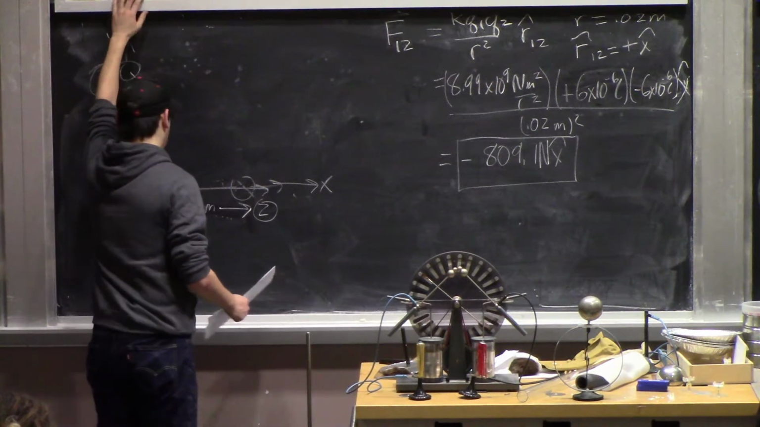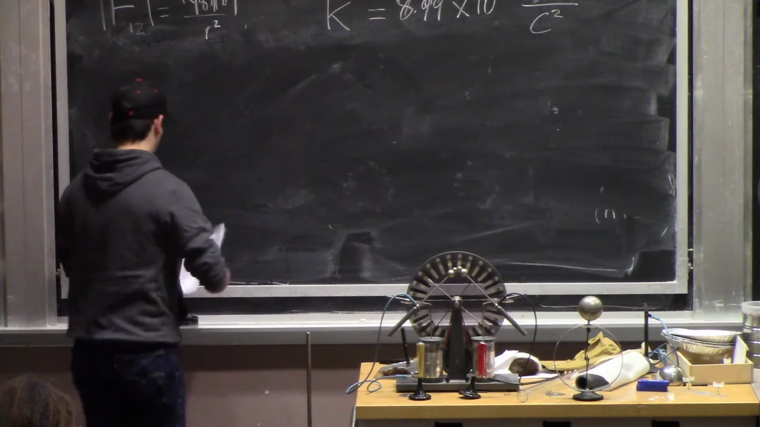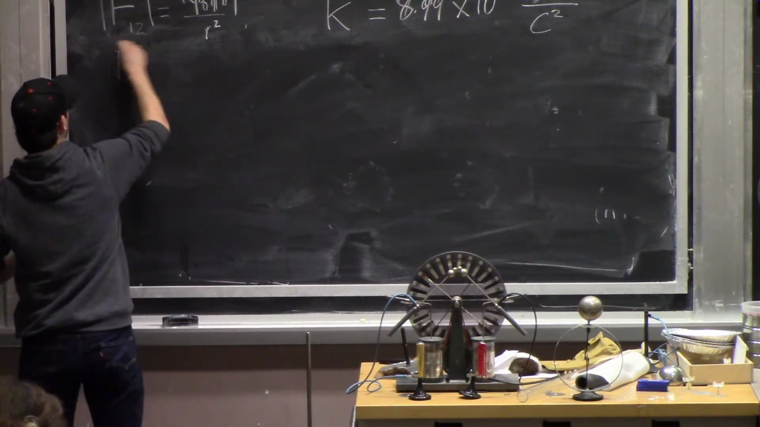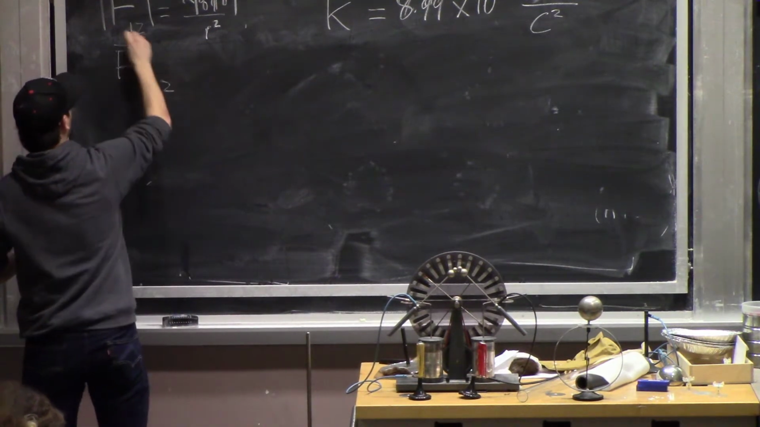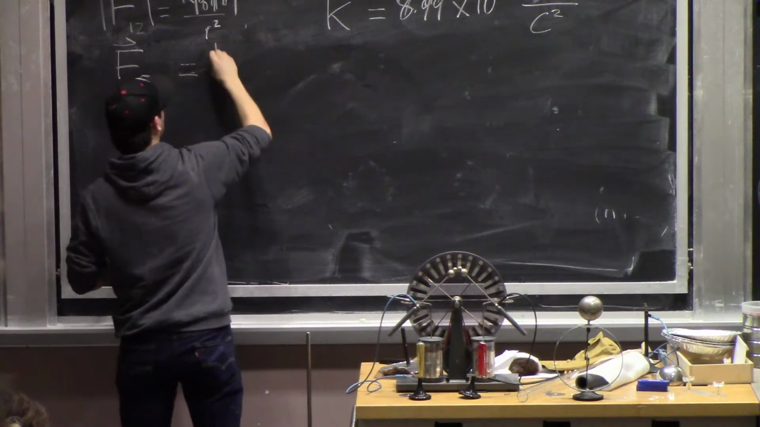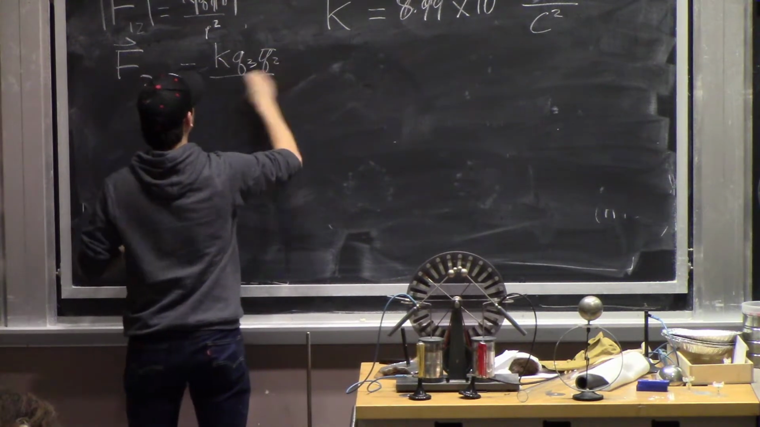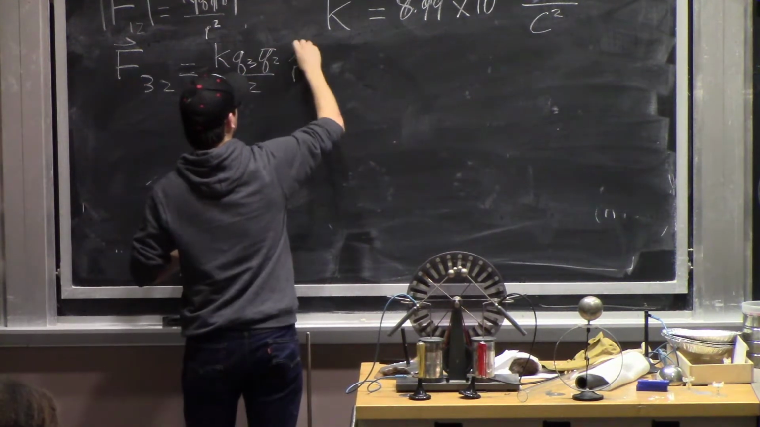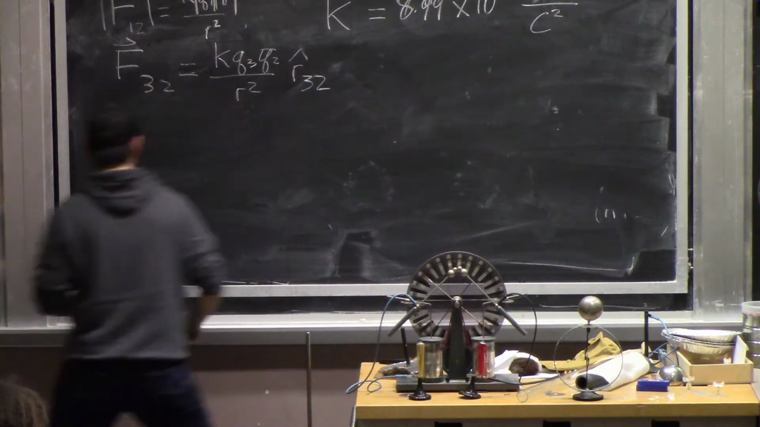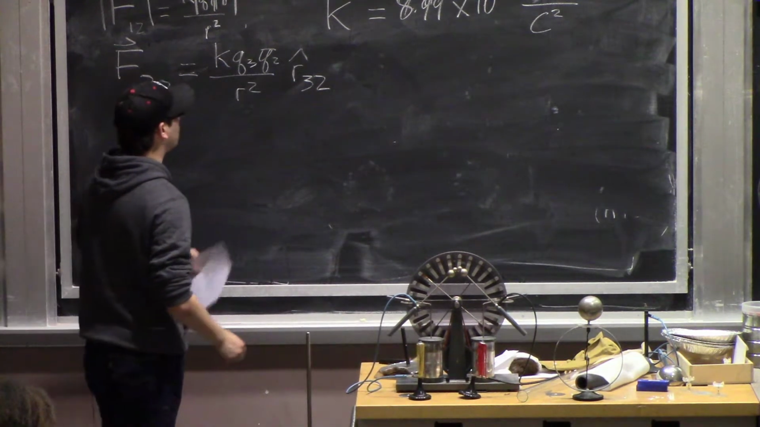This is calculating the force that 3 acts on 2. So this is the force that 3 acts on 2. And again, the starting equation almost always looks the same. So this is going to be K Q3 Q2 divided by R squared times R hat 3, 2. All right, so let's start first by finding what R squared is.